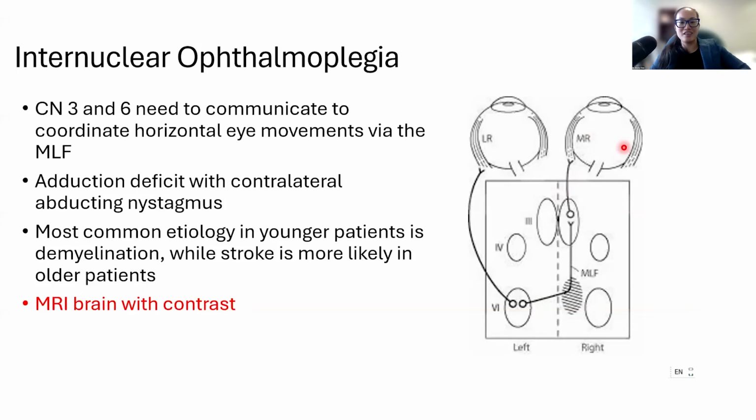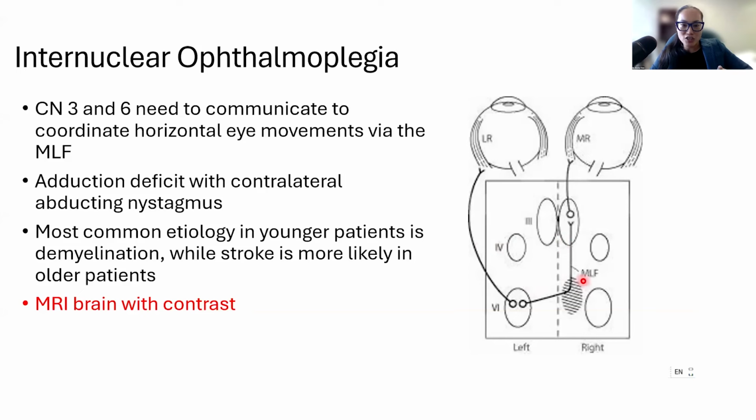So when you need to look to the left, there's a connection here so that the eyes both move together. But what happens if you get a lesion in the MLF? Well, they can't move together anymore, and that's when you get an internuclear ophthalmoplegia. Internuclear meaning because there's a problem between the two nuclei, the communication between them is not good, and the ophthalmoplegia meaning because of this, it's not moving together, okay?